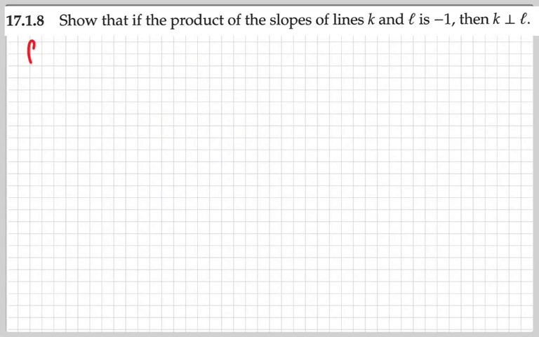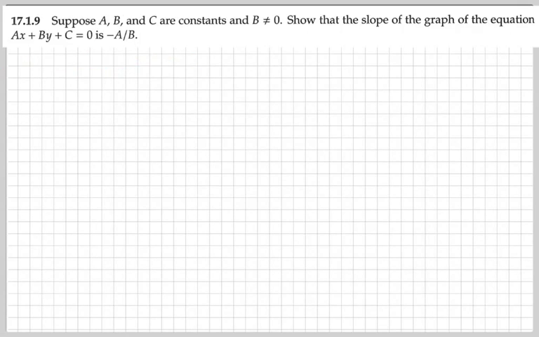Number 8. This question, actually, we have done in class. So I want you to just refer to your class notes as an answer for this question. We use the two congruent right triangles to show that the slopes will be negative reciprocals, which when you multiply them are equal to -1. All right, let's look at number 9.